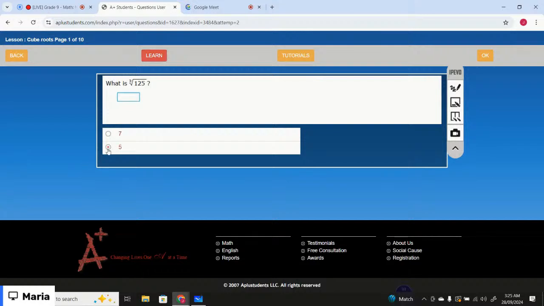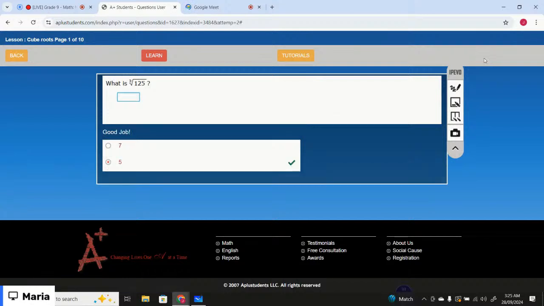That is 5, right? To find the cube root of 125, you have to do 5 times 5 times 5. So you have 5. The correct option is option number 2.